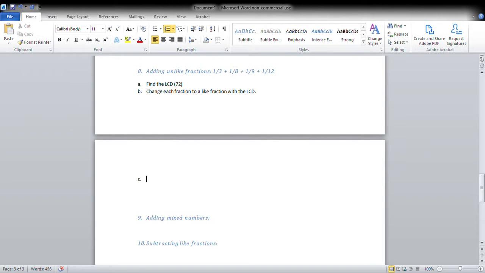So then we add the numerators and place the total over the LCD, which gives us 24 over 72 is what 1/3 becomes. 9 over 72 is what 1/8 becomes. 8 over 72 is what 1/9 becomes.